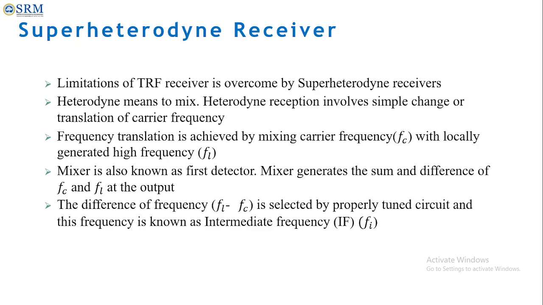The main function of the mixer is to generate the sum and difference of the carrier frequency and the local oscillator frequency at the output. After mixing, we have plus or minus of the frequencies, that is, the sum and difference. The difference frequency, FL minus FC, is selected by a properly tuned circuit, and this frequency is known as the intermediate frequency, FI.